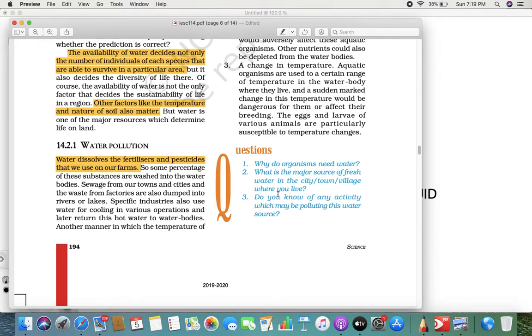Again, we people, not only that, sewage water, that's the waste water from our towns and cities, and many of the factories which were banned still dump that into the rivers and lakes. Think a little, how can a water body survive in such polluted water, right?